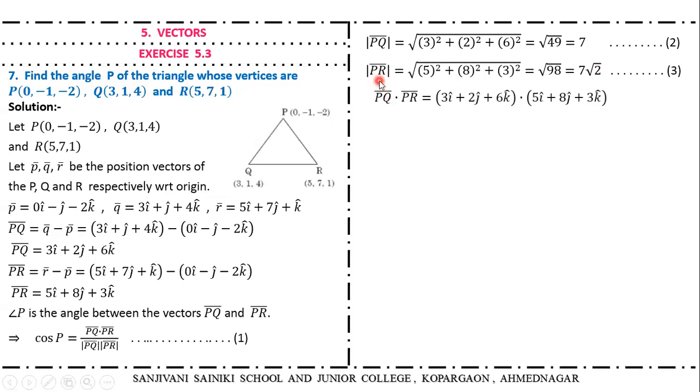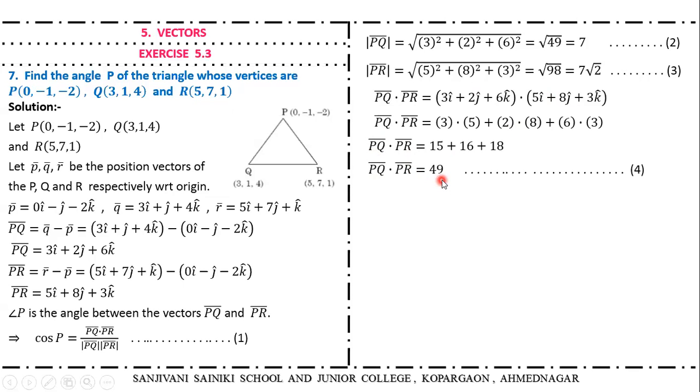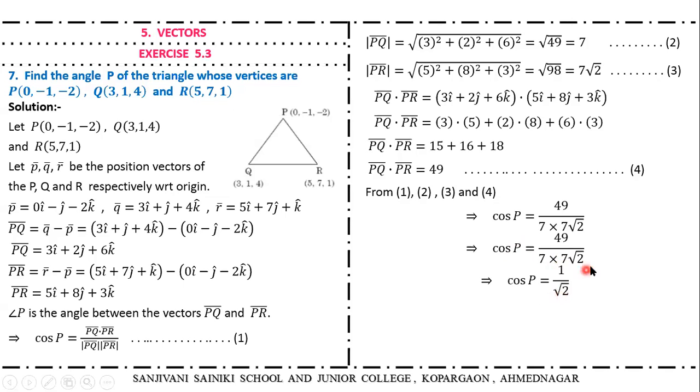Similarly, find the modulus of PR bar. Then find the dot product of PQ bar and PR bar, take their dot product and simplify it. You get the dot product of PQ bar and PR bar as 49. This is our equation number 4. Now what we will do? We will use equations 2, 3, 4 in equation 1, and we get cos P is equal to 1 upon root 2. So what must be the angle? The angle must be pi by 4. This is the angle made by PQ bar and PR bar.